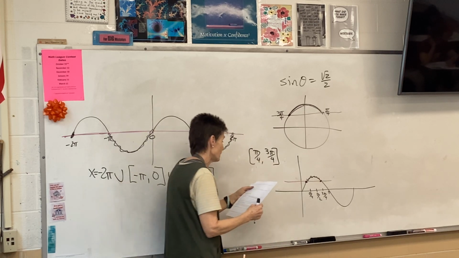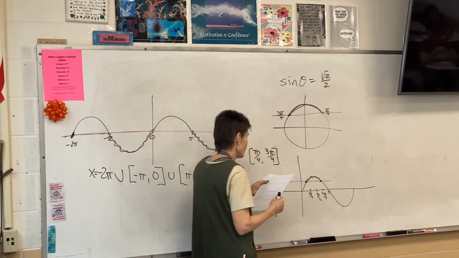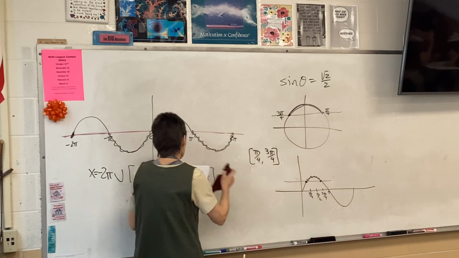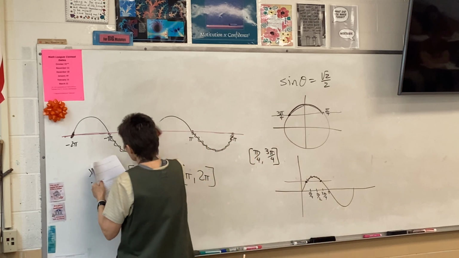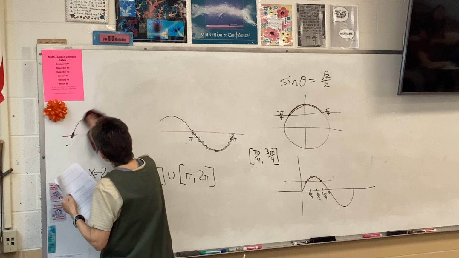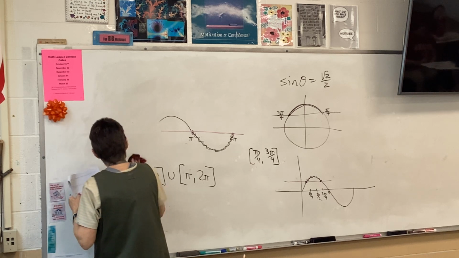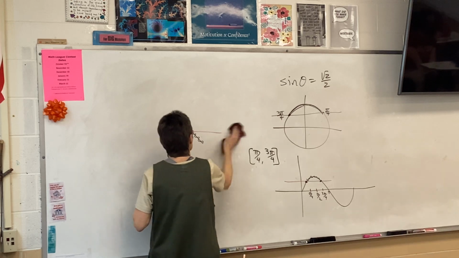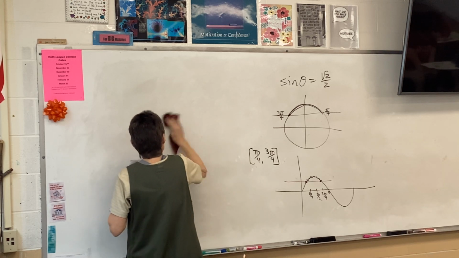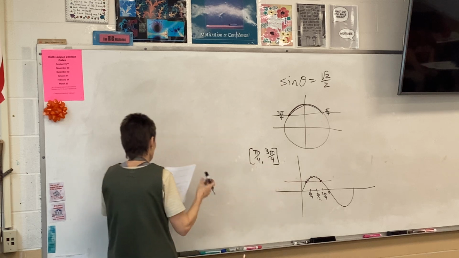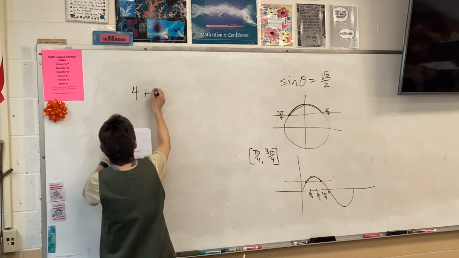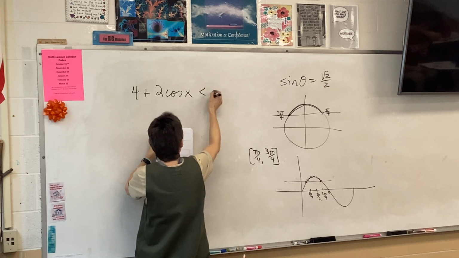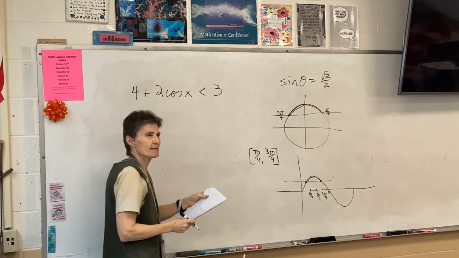All right, number 3, here we go. We got an f function and a g function. What are all the values between 0 and 2 pi for which the f function is less than the g function? So in other words, we want 4 plus 2 cosine x to be less than 3. Does that make sense to you?